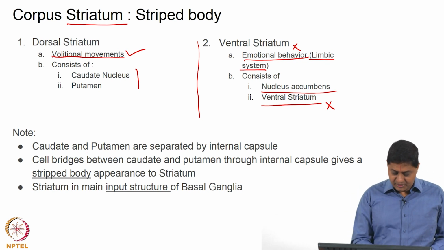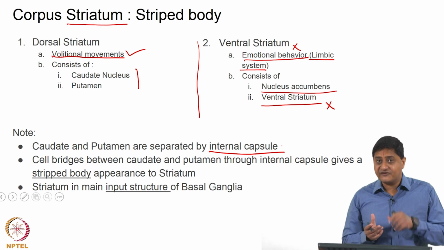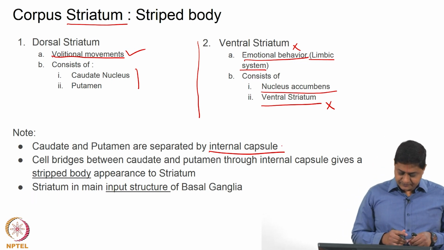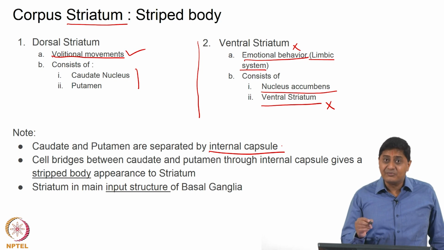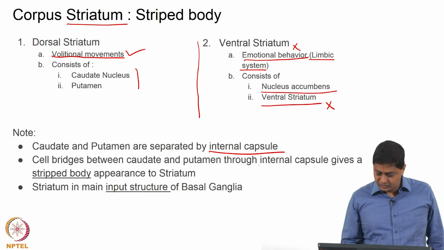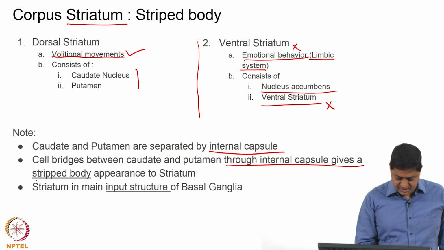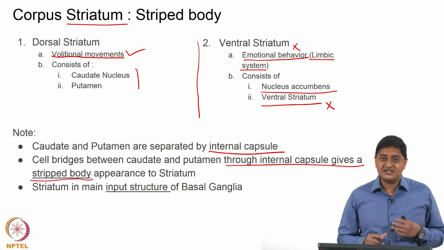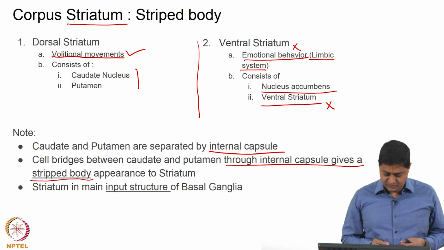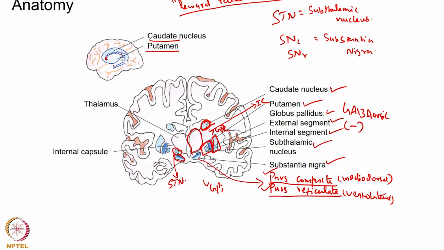Let us remember that caudate and putamen are separated by a bunch of axons called the internal capsule. However, there are some bridges between caudate and putamen through the internal capsule, right. So, this gives a stripe like appearance, a striped body appearance to the striatum like we saw in this picture. So, there are cell bridges here, and then there are holes in between. Through these holes the internal capsule axons go through, but between these holes there are bridges between the caudate and putamen that give the appearance of a striped body.